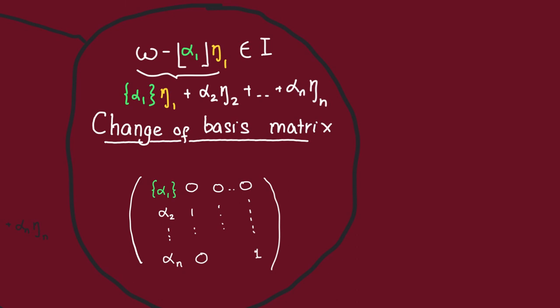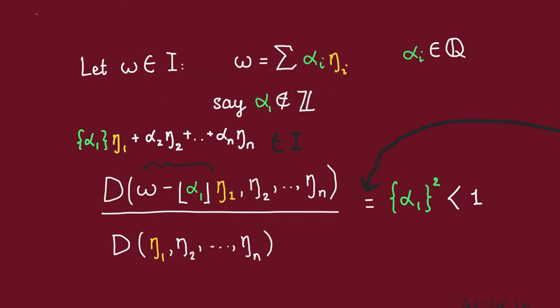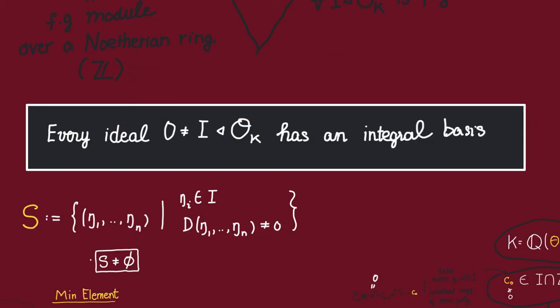The change of basis matrix is of this form, and its determinant is this decimal part of alpha 1, which is less than 1. So coming back, this gives us an n tuple whose discriminant is smaller than the discriminant of the eta i, contradicting the minimality of the choice of the eta i. Thus our assumption must be incorrect, and thus the eta i must span the ideal I over Z. Thus every ideal I of OK must have an integral basis, and in particular, OK must have an integral basis.